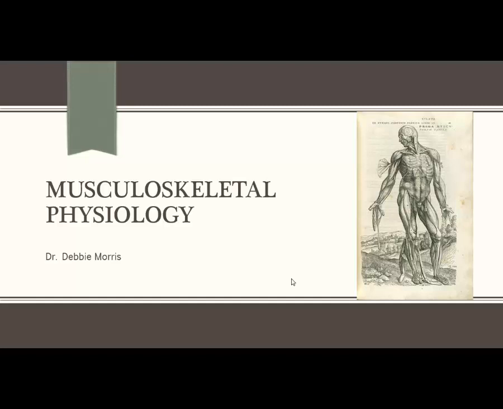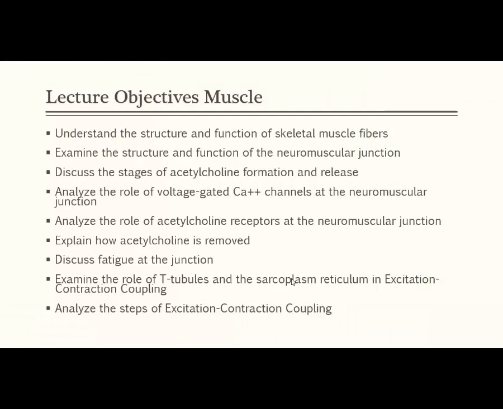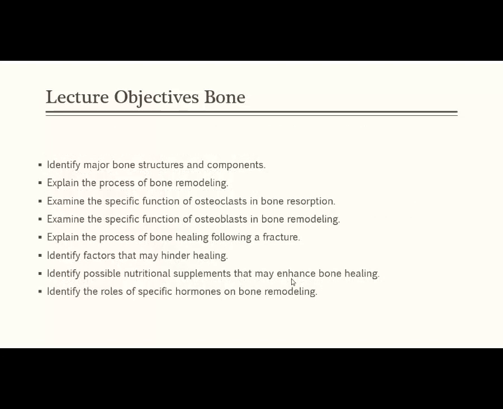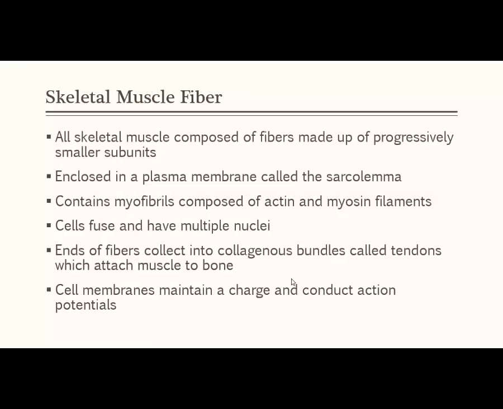So, we've touched on muscle contraction in the neurological segment of the course along with cardiology. We touched on bone in endocrinology largely as we've discussed vitamin D and parathyroid hormone and calcitonin. So here we're going to be going into a little bit more depth to round out your knowledge of muscle and bone physiology. And we've got two sets of lecture objectives, which you'll notice to help you with your studying.